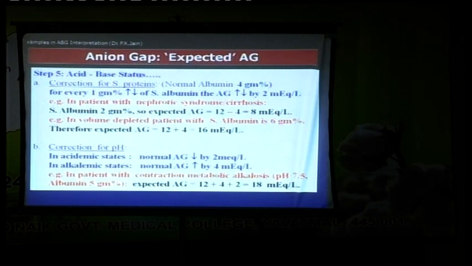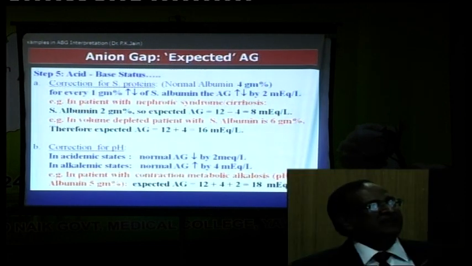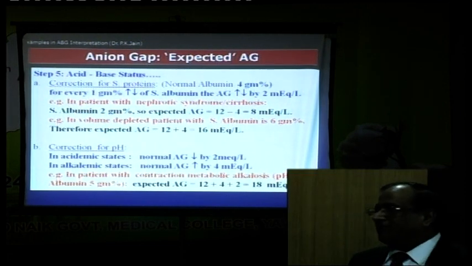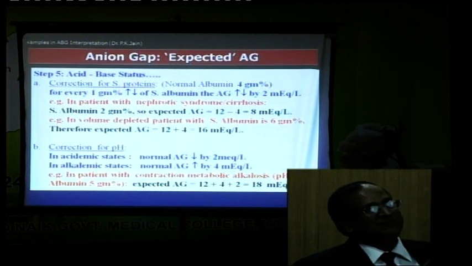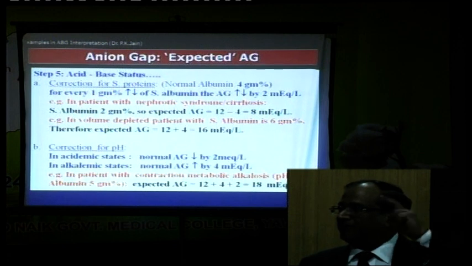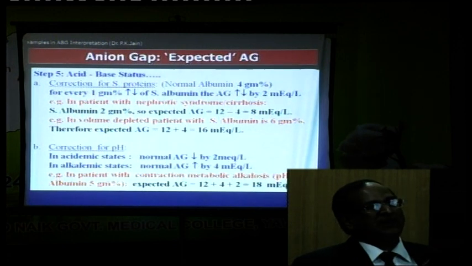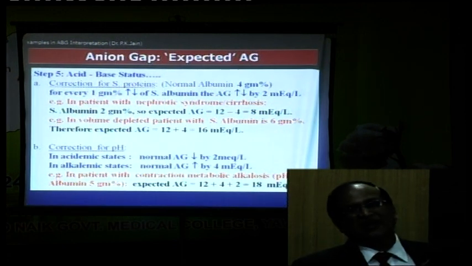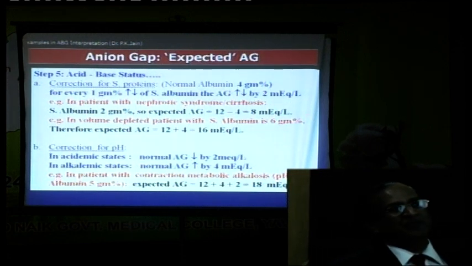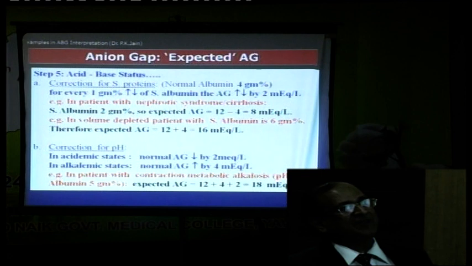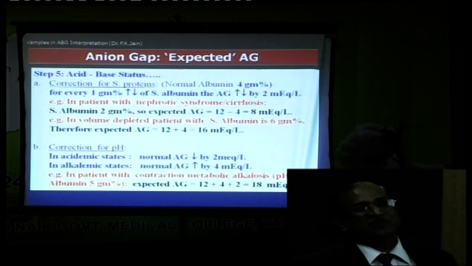So how do you do this corrected anion gap? Look at this. Now suppose a patient with nephrotic syndrome is there, albumin is 2. So what will I expect the anion gap to be? From 12, albumin from 4 has fallen to 2, so it has fallen by 2. My anion gap will fall by double that amount, 4. So I expect it becomes 8. Now suppose the patient is volume depleted, albumin is 6. My expected anion gap will be, albumin has gone up by 2, so plus 4, 16.